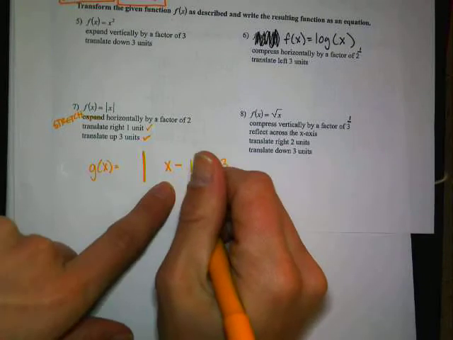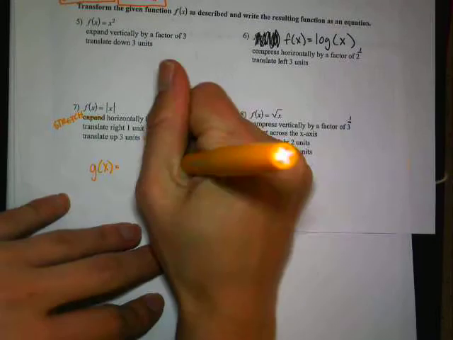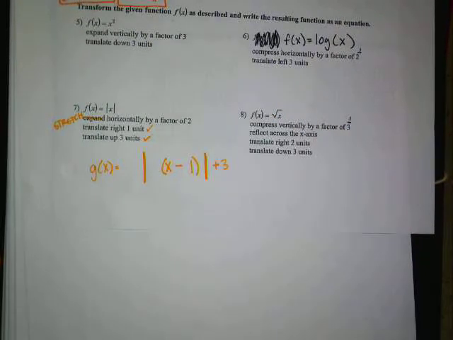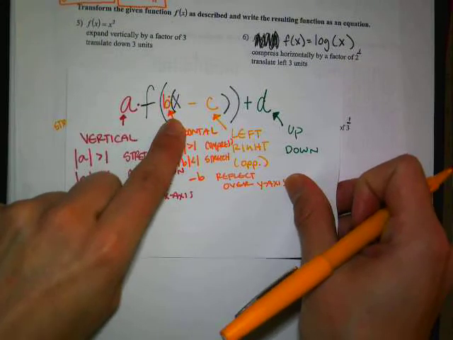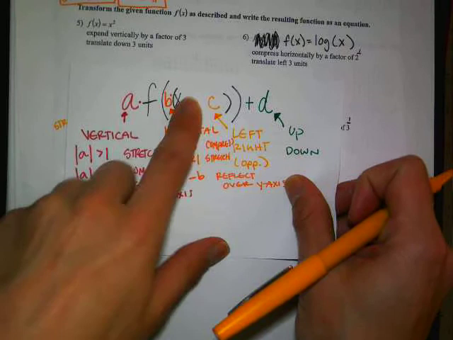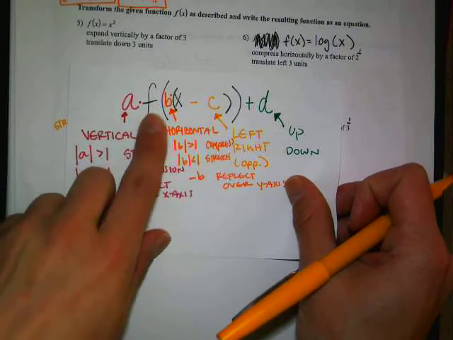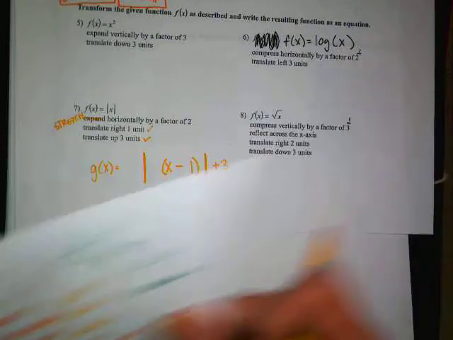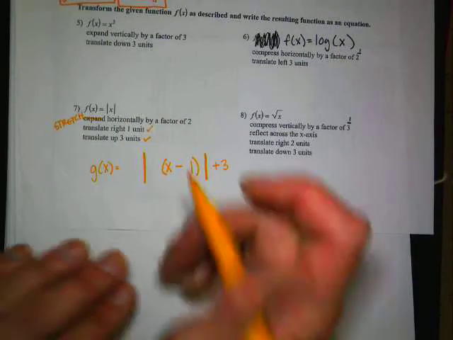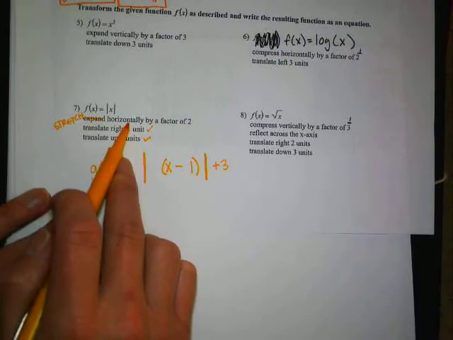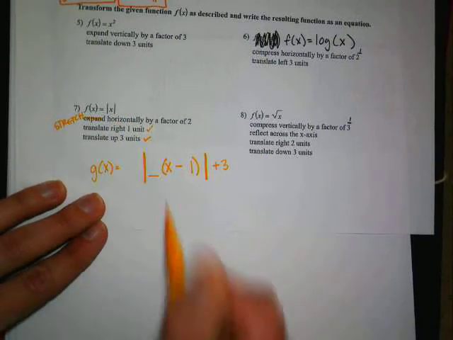First of all, because there's already stuff on the inside, I have to make sure to put this in parentheses, because your b value is multiplying by everything on the inside. If you notice on the poster back there, the x minus c is in parentheses. When you have that b value, it's multiplying by everything. So I put it in parentheses because I see that it's stretching horizontally, so I know I'm going to have a number in here.